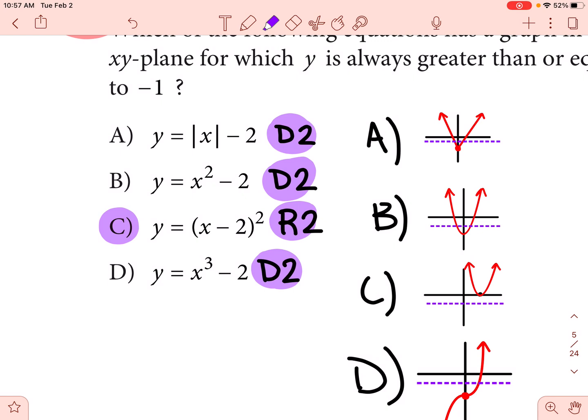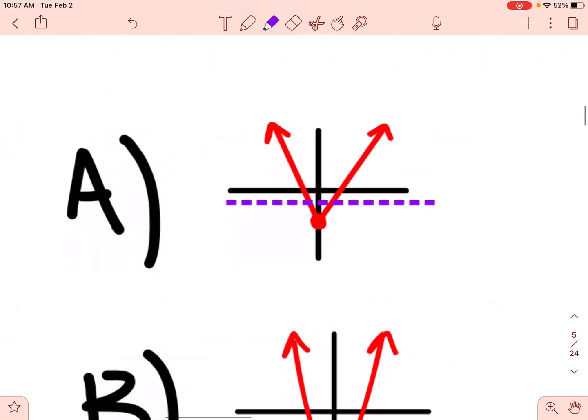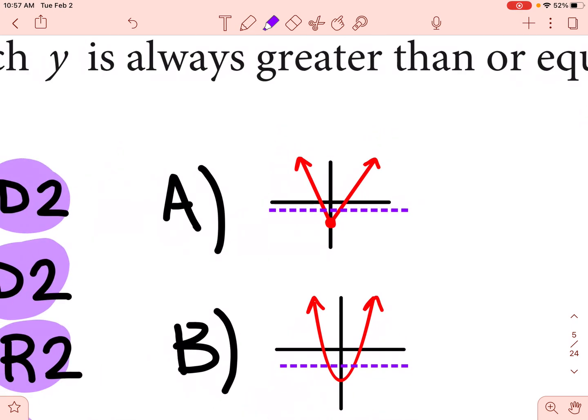So if you look at example A, or answer choice A, there's an absolute value that's been moved down 2. I drew the dashed purple line at y equals negative 1.